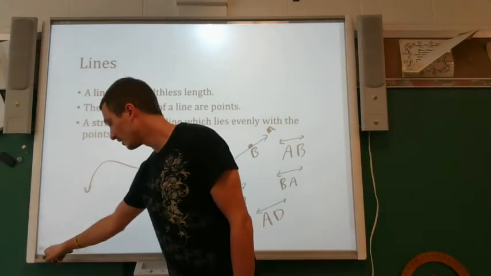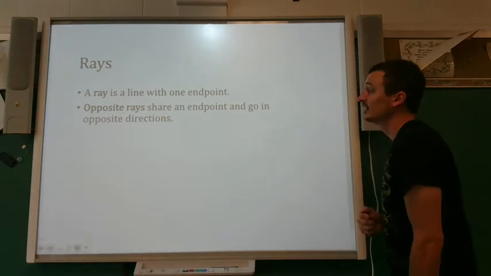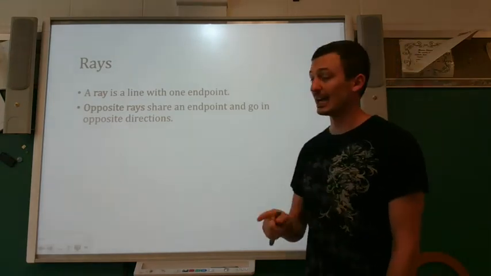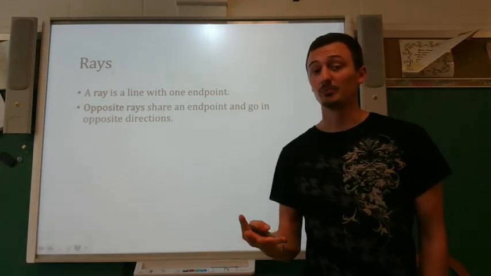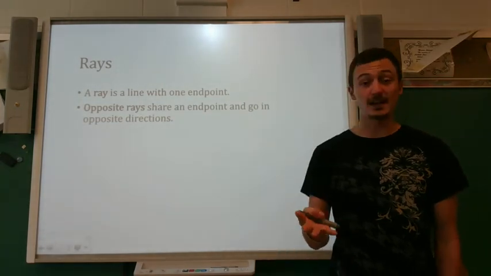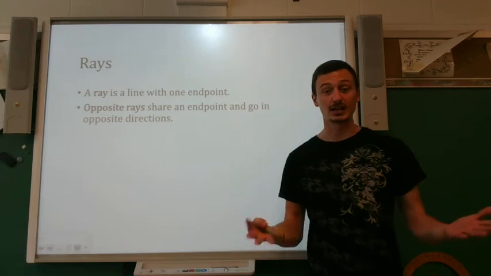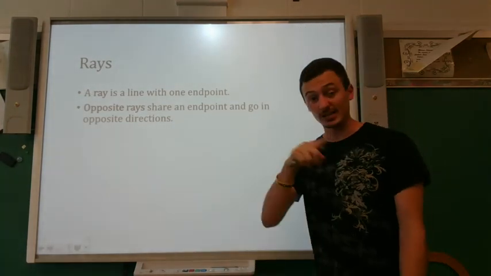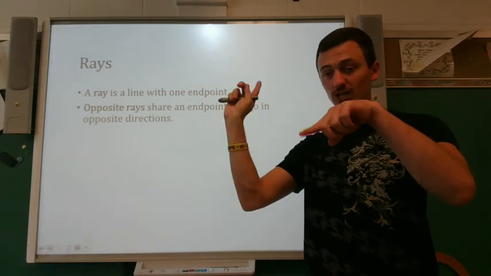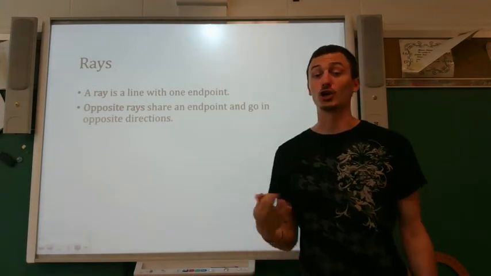Lines. After lines comes rays. A ray is a line with one endpoint. Now again, I'm saying line. I'm not saying straight line, but we've specified that a straight line is a line. A straight line is synonymous with a line. And anything else, any curvy lines or swishy lines, those are going to be called curves.